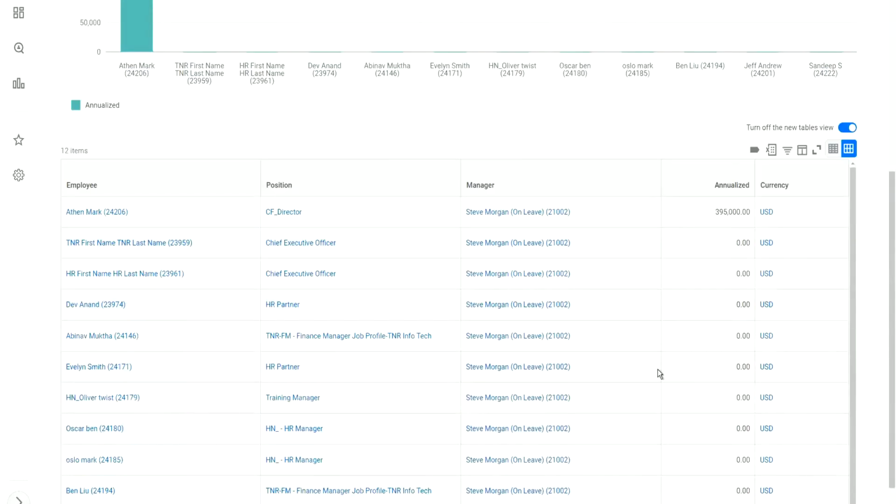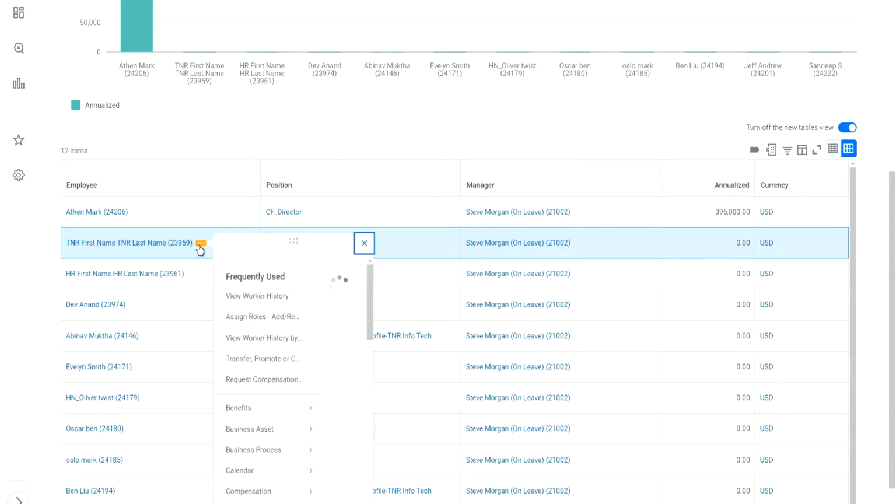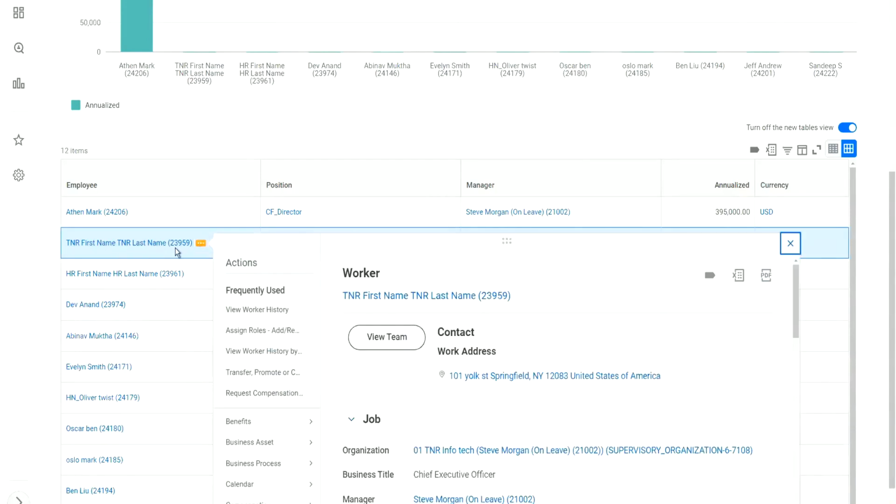And here, if you notice closely, each of these values that we have, like the employee, the position, the manager, all of them are links. So I can straight away take some action on these workers. That is what I meant when I said that users can take actions from the report output itself.